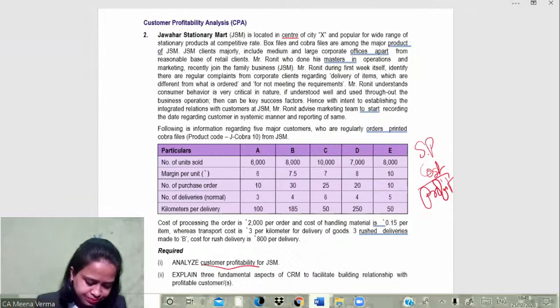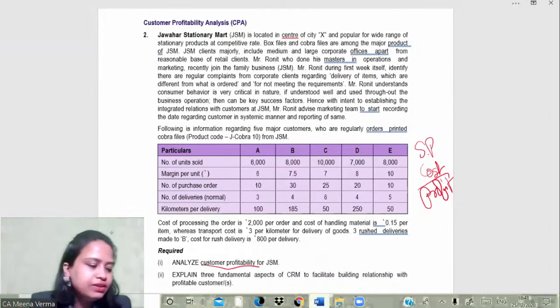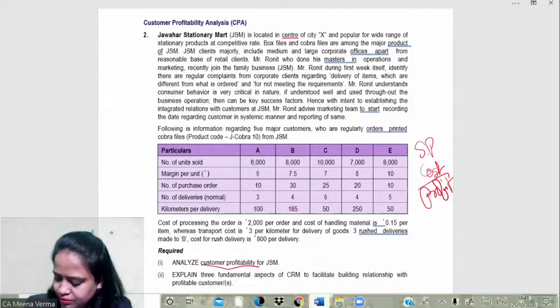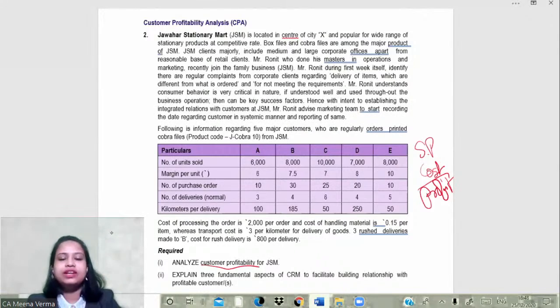Quickly do this question. If you have done the reading of this question, please tell me. I'm waiting for you so that we can discuss. If you have done the reading, quickly tell me, then we will discuss this question.